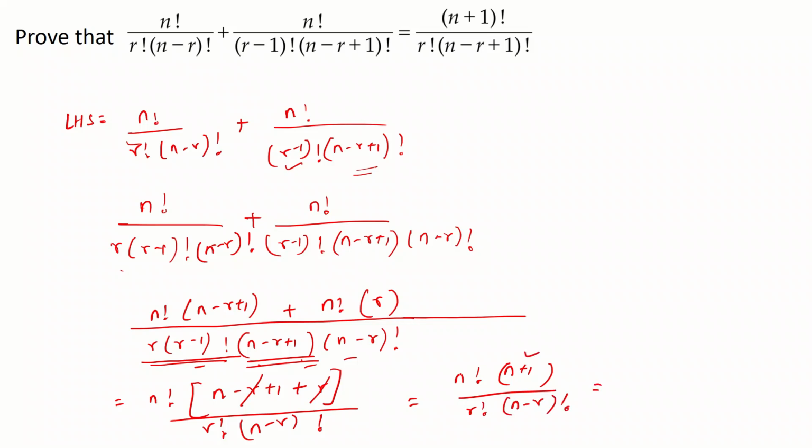So n plus 1 times n factorial is n plus 1 factorial, because suppose this is 11 and this is 10 factorial, so 11 times 10 factorial is 11 factorial. In a similar way, n plus 1 times n factorial is n plus 1 factorial divided by r factorial times n minus r factorial, and this is exactly the right hand side.